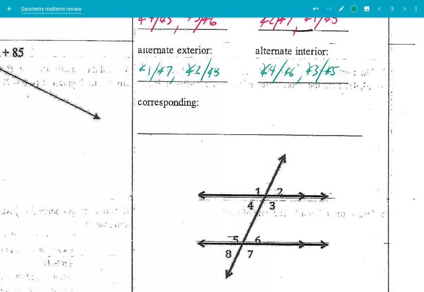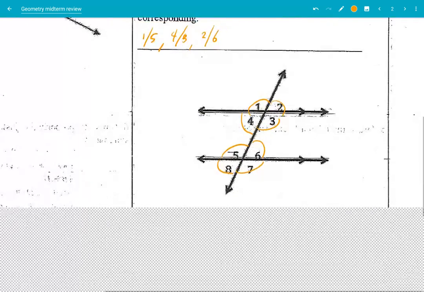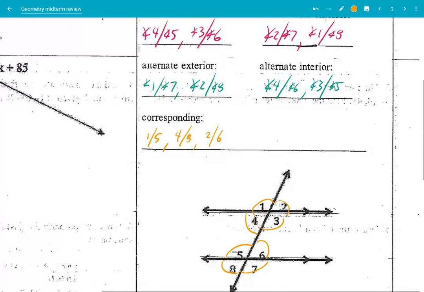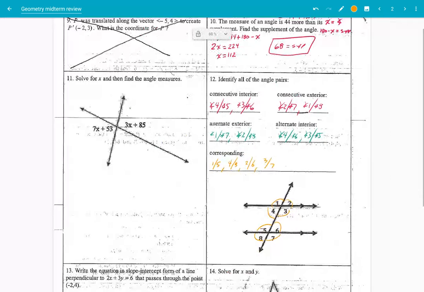Okay, now all the corresponding angles. Let's see, corresponding. It's going to be 1 and 5. I'm just going to do 1, 5, 4, 8, 2, 6, 3, 7. Do it that way. Sure.